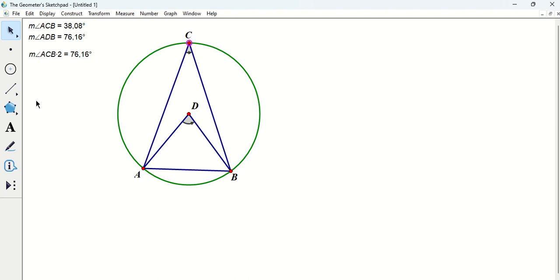So meaning that the angle at the center is twice the angle at the circumference.